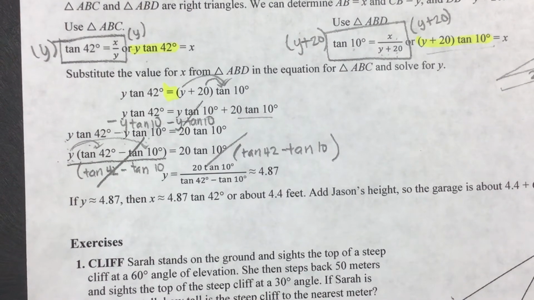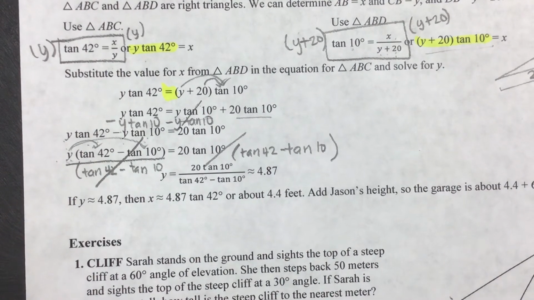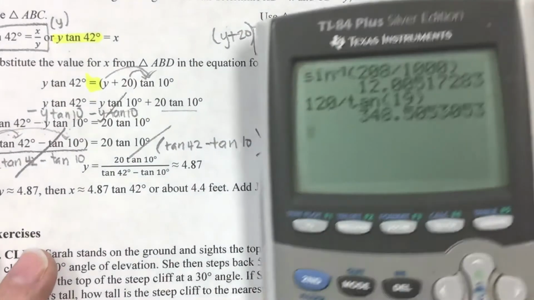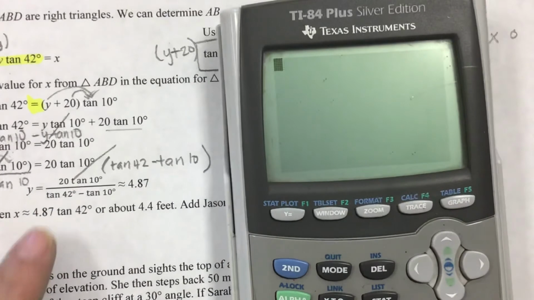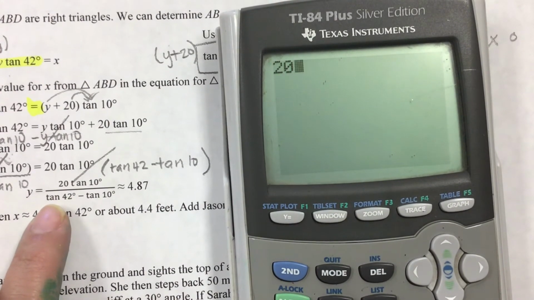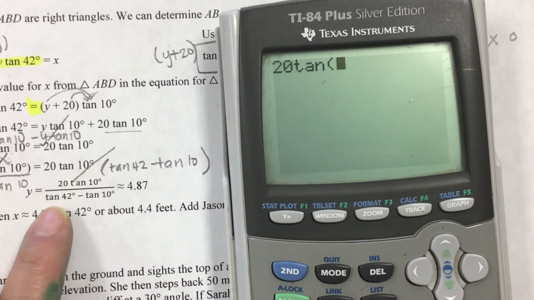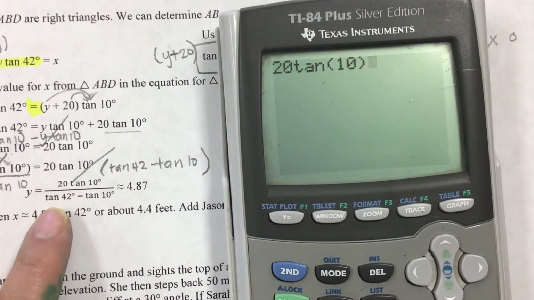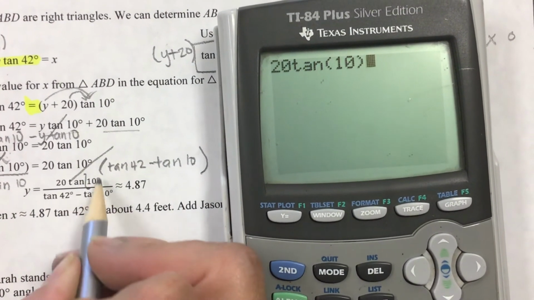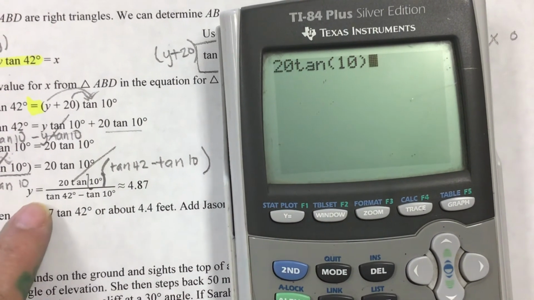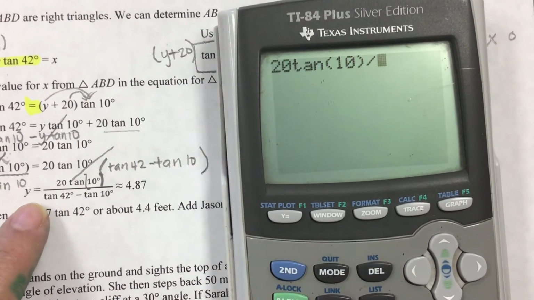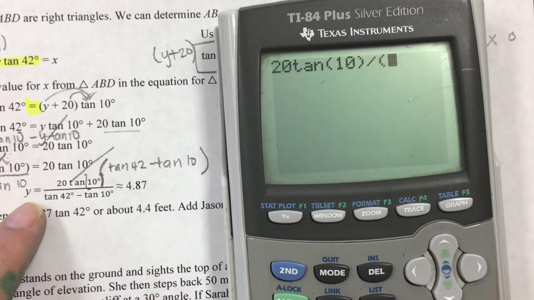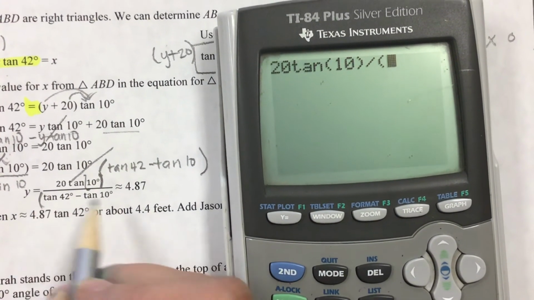I need everybody to please put this in your calculator. If we don't put it correctly in the calculator, you will not get the correct answer. The numerator is 20 tangent of 10, and you close the parentheses because otherwise you won't read it correctly. So you have to close the parentheses on the tangent of the numerator. Then divided by. And we need the whole thing to be in parentheses, otherwise it will not read it correctly, so you need a parentheses for the whole denominator.